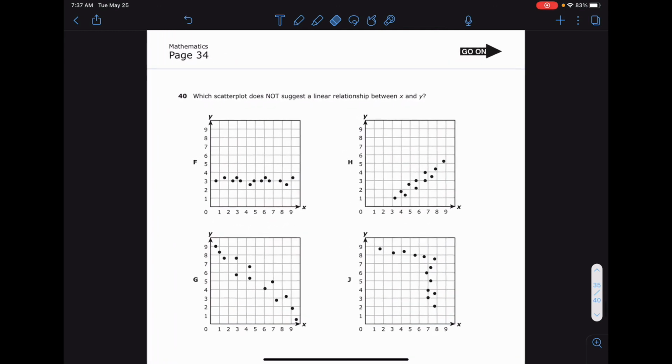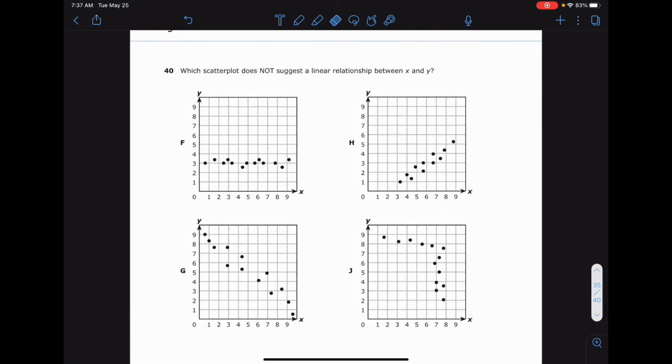Number 40, which scatter plot does not, keyword, does not suggest a linear relationship? Linear. What does that mean, linear? What word is in linear? ¿Qué palabra está en linear? It's line. What is a line? ¿Qué es una línea? It looks like this, or it looks like this.